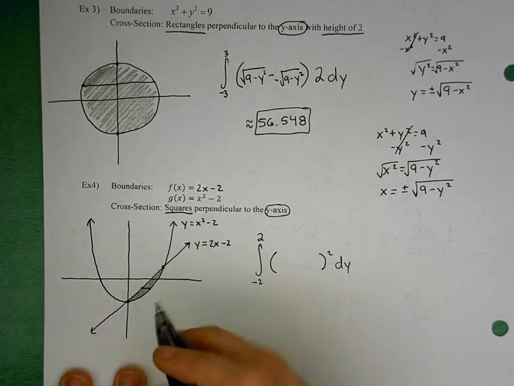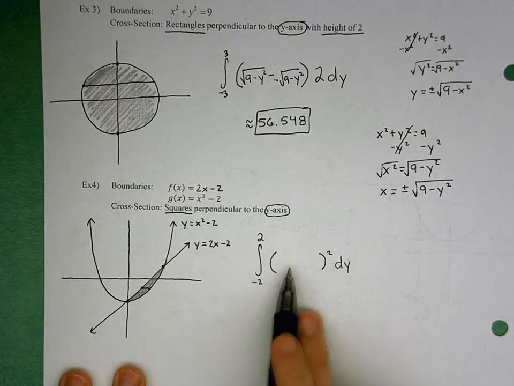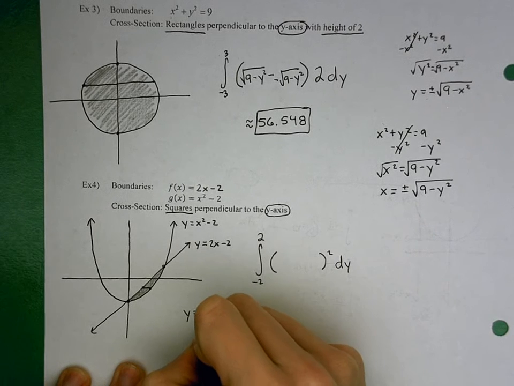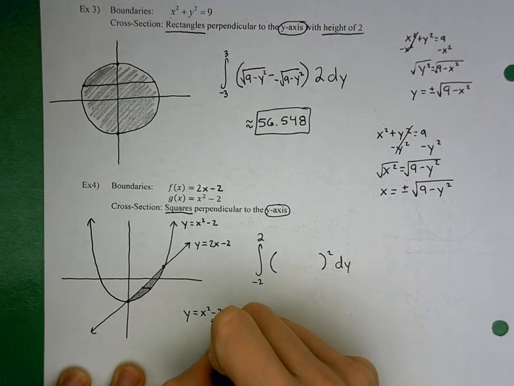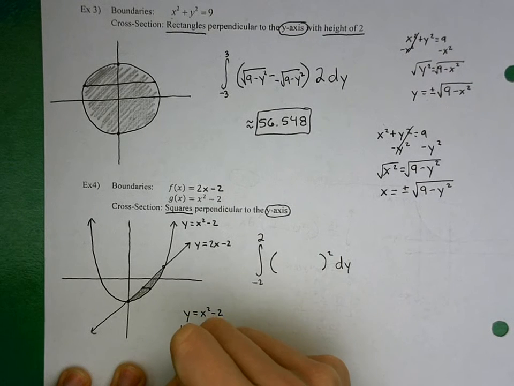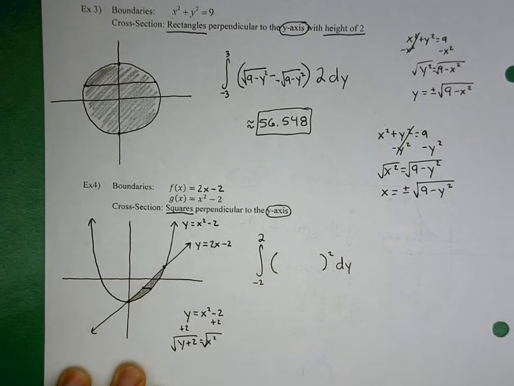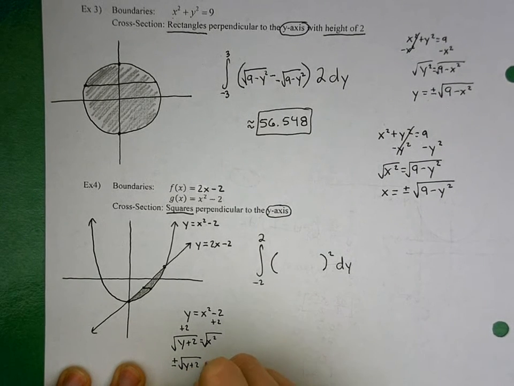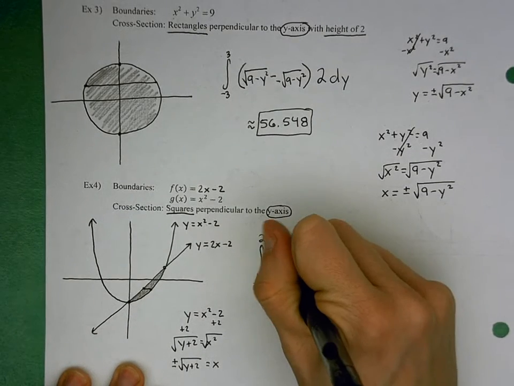Our upper is this quadratic, y equals x squared minus 2, but I can't put in x squared minus 2 because I have to be in terms of y. So let's go ahead and alter this. We're going to add 2 over to the other side. And then square root both sides. Remember, if you take a square root, it's plus or minus. Okay? And so this side of the quadratic is the positive. So this is root y plus 2.